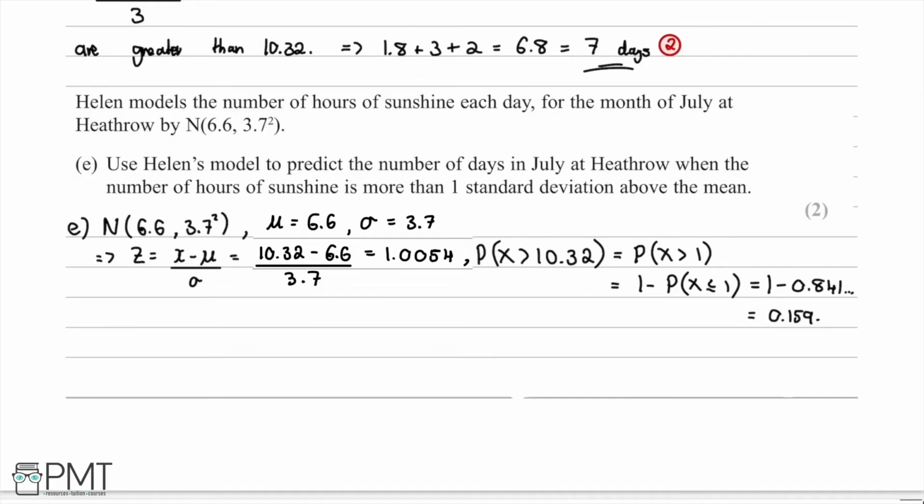Then we are asked to work out the number of days predicted. Therefore, the number of days is equal to 31, since there are 31 days in the month, and then we multiply that by 0.159, and that comes out as 4.9 days. In this question, there were 2 marks available. We receive our first mark for working out the probability, which was 0.159, and we then receive our second mark for correctly working out the number of days, which was 4.9.